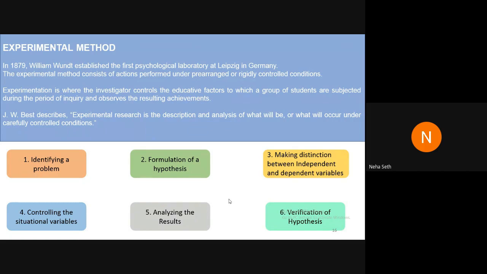First, we need to identify the problem, where the problem is and what we need to check. According to that, we formulate our assumptions, our hypothesis. Third, we make a distinction between our independent and dependent variables. Next is introducing the controlling variables, the situational variables, to the situation where we are performing this experiment.